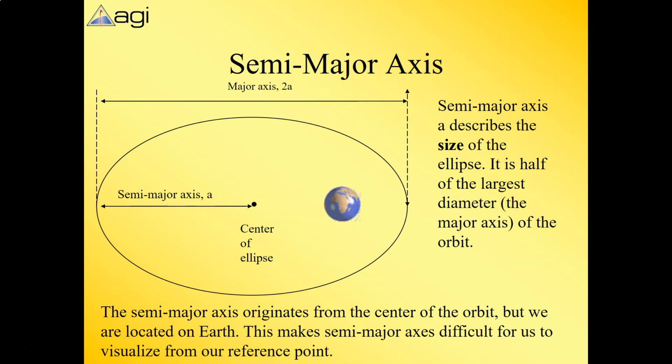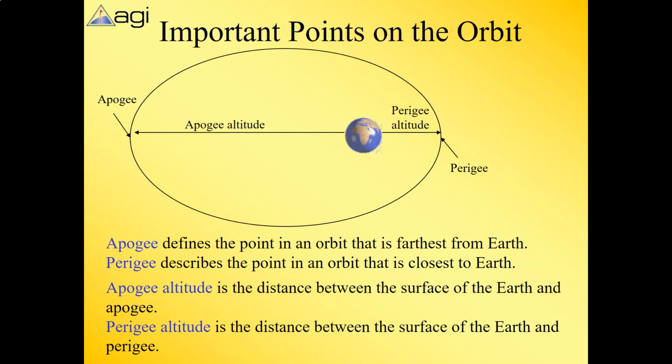Okay, let's now point out some important spots on the orbit. I'm not always a huge fan of reading off of a slide, but I do want to read a little bit off of this slide for you here. Apogee: the point in an orbit that is farthest from the Earth. Perigee is the opposite of this: the point in an orbit that is closest to the Earth. Apogee altitude is the distance between the surface of the Earth and the apogee. Perigee altitude is the distance between the Earth and the perigee.